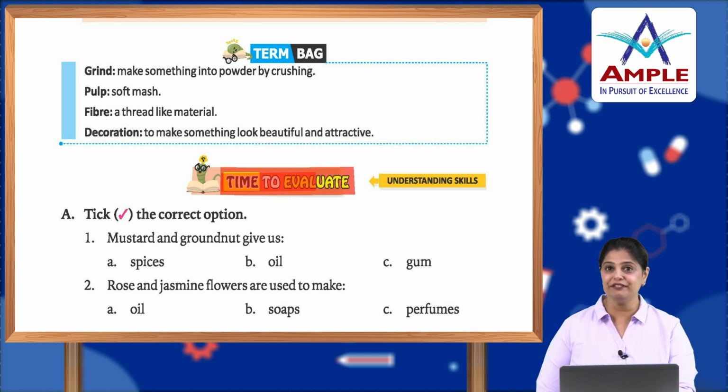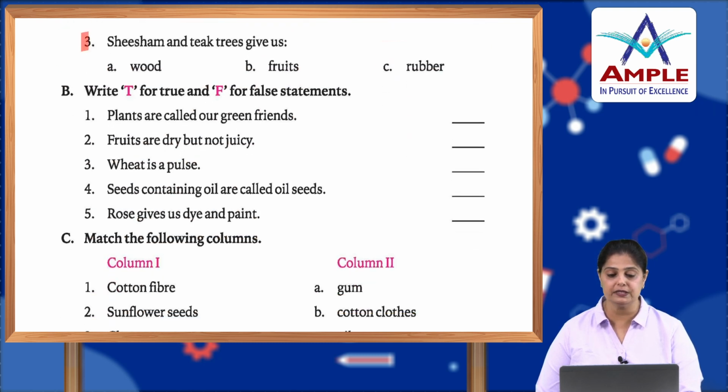Alright, it's time to evaluate you now. Take the correct option. Mustard and groundnut give us spices, oil or gum. They give us oil. Rose and jasmine flowers are used to make oil, soaps or perfume. They are used to make perfumes. Shisham and teak trees give us wood, fruits or rubber. They give us wood.